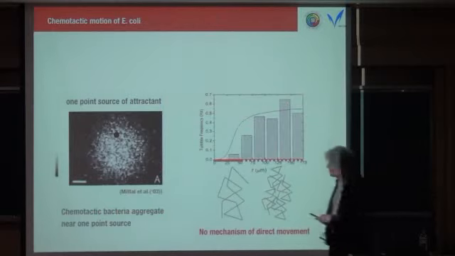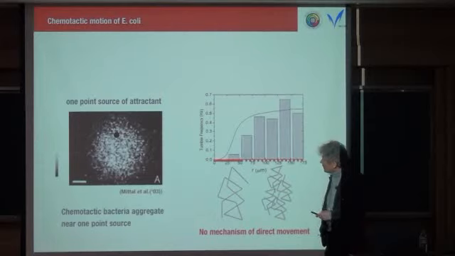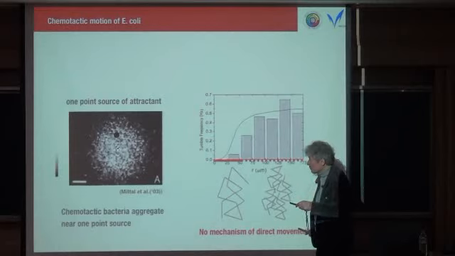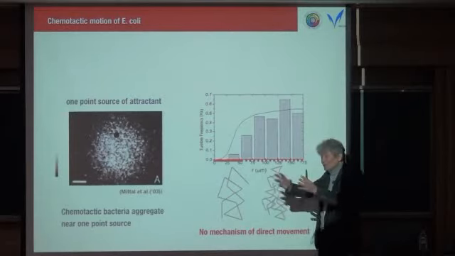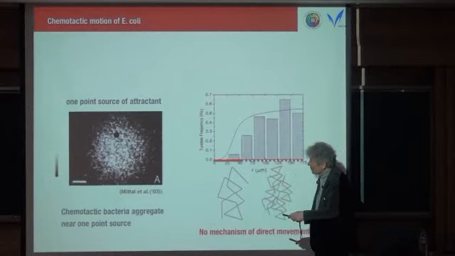But the interesting thing is the following. Oh, sorry, this is wrong. This is the center, okay. If some chemical attractant, in this case aspartate, is supplied at the center here, for instance, then many E. coli are moving toward the center. So you can see a kind of aggregation. So this is just the center.